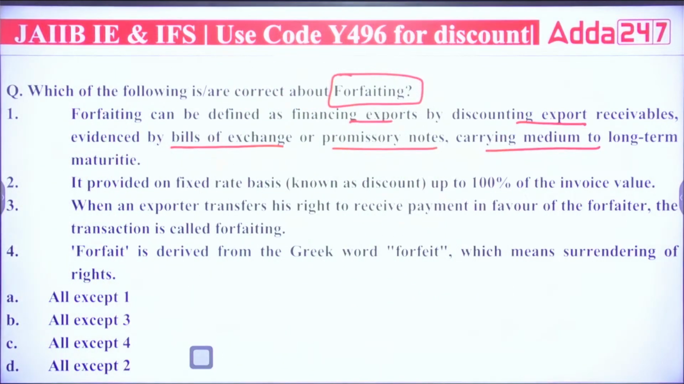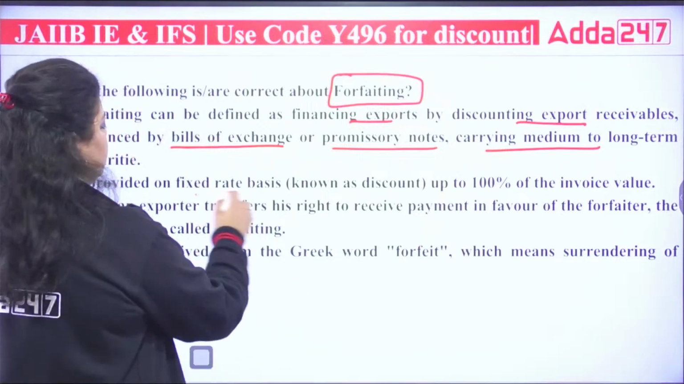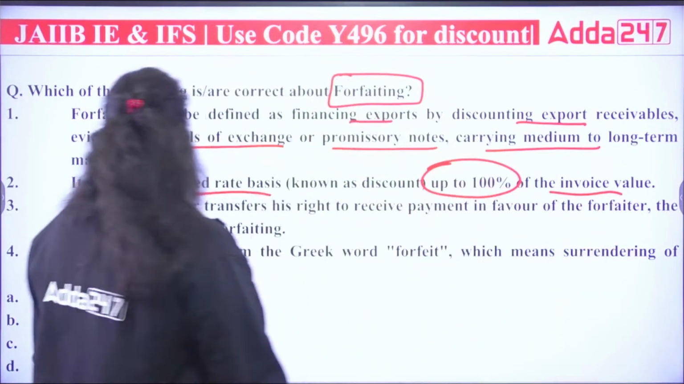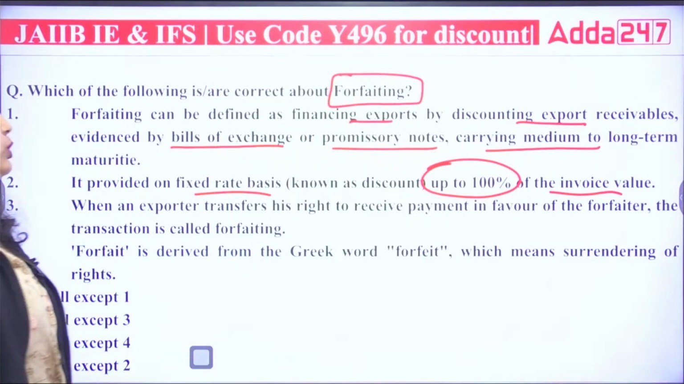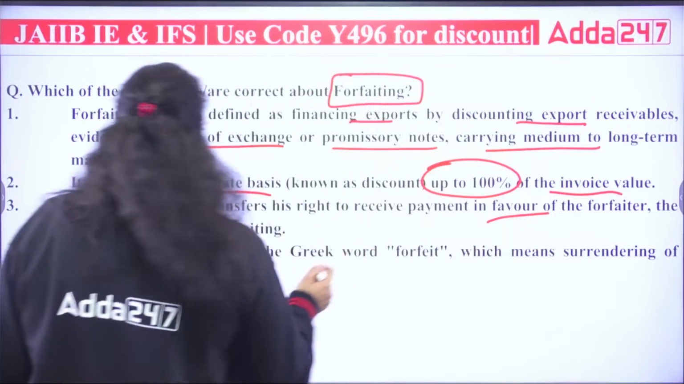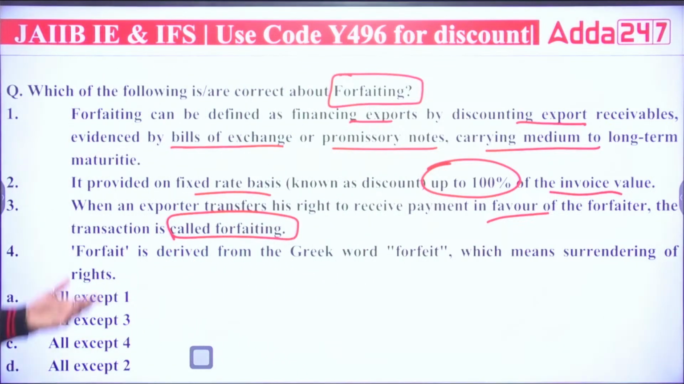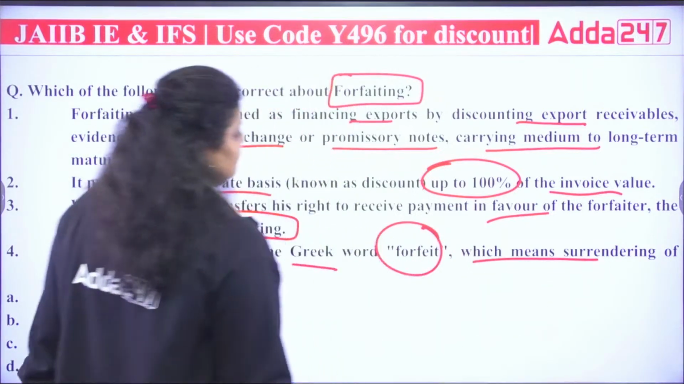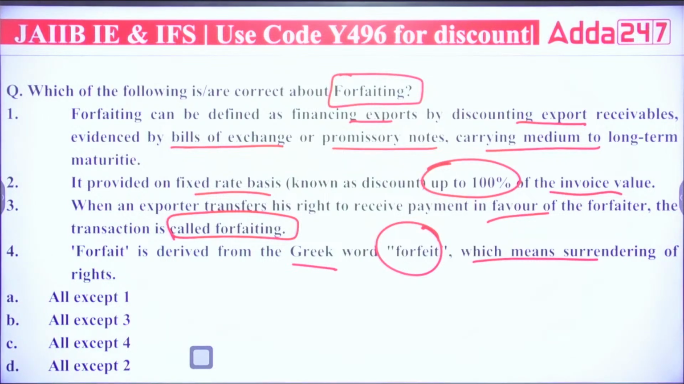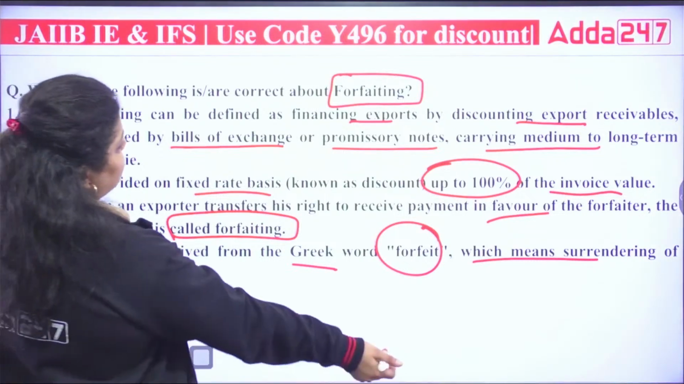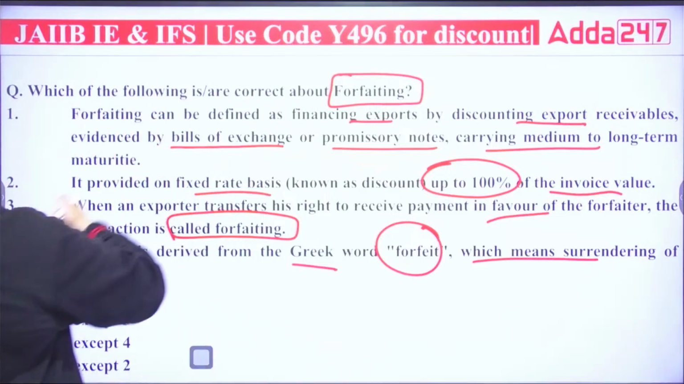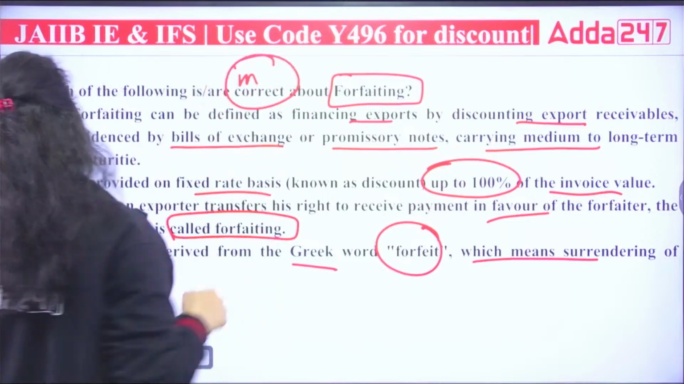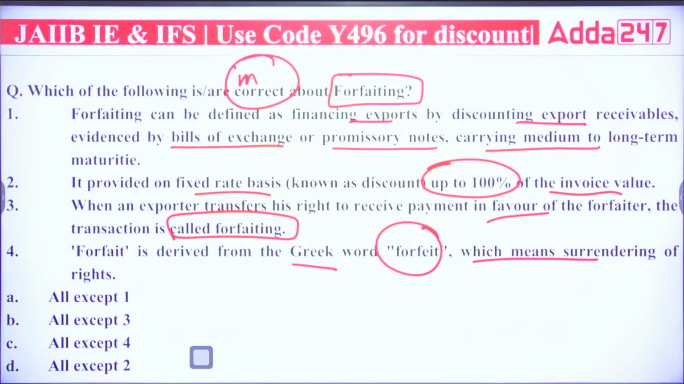Okay. Second is saying it provides, on a fixed rate basis, discount up to 100% of the invoice. Third is saying when an exporter transfers his right to receive payment in favor of the forfeiter, the transaction is called forfeiting. Okay, next we have, forfeit is derived from the Greek word forfeit, which means surrendering of the rights. And you have to answer which of the following statements about forfeiting is actually incorrect. Not correct, we have to find out the incorrect statement. Okay, which of the following statements is incorrect about forfeiting? A, B, C or D?